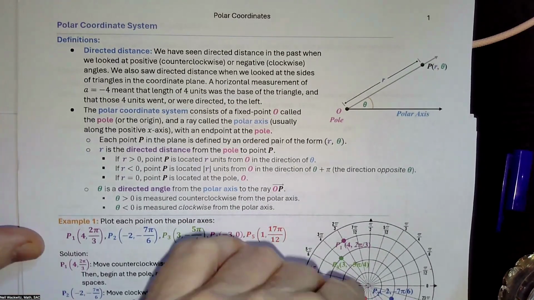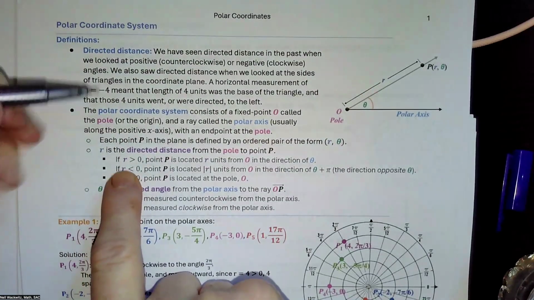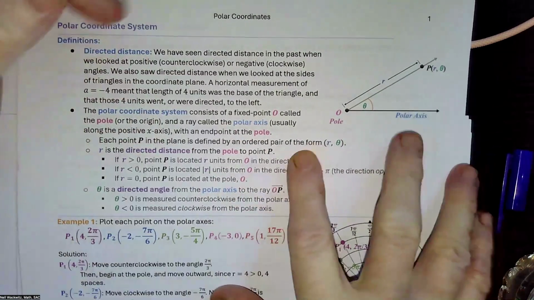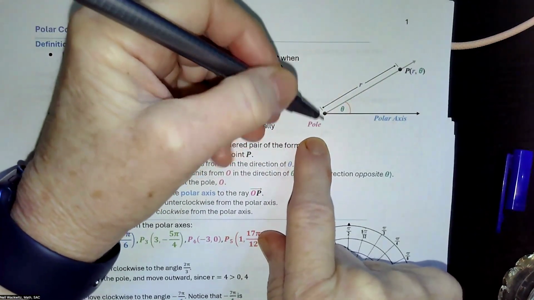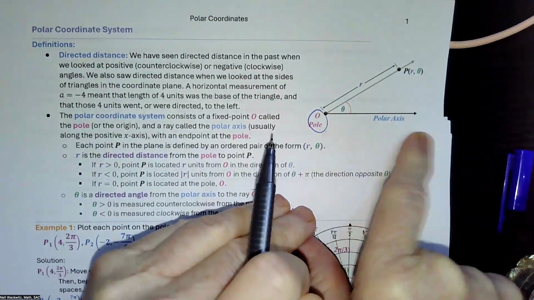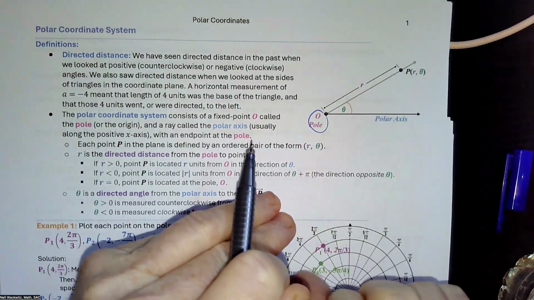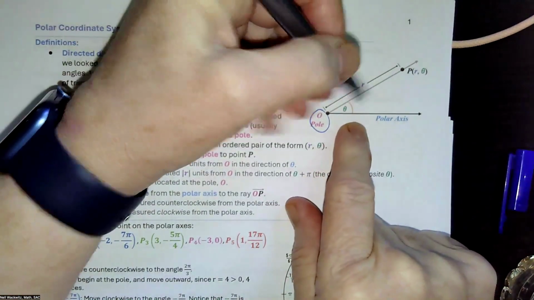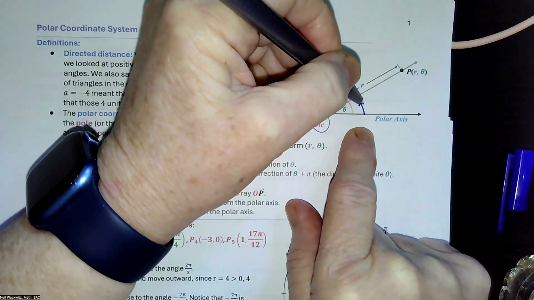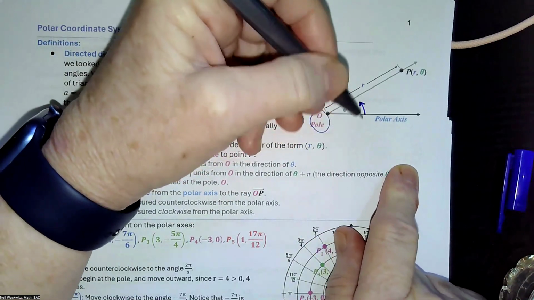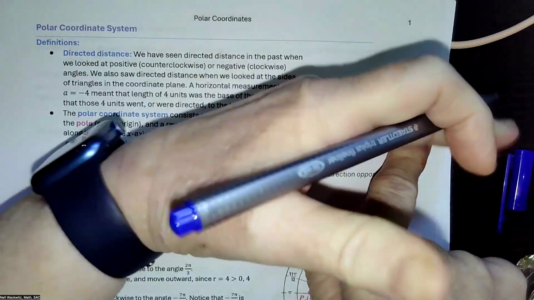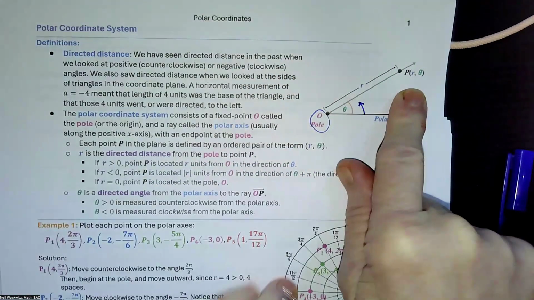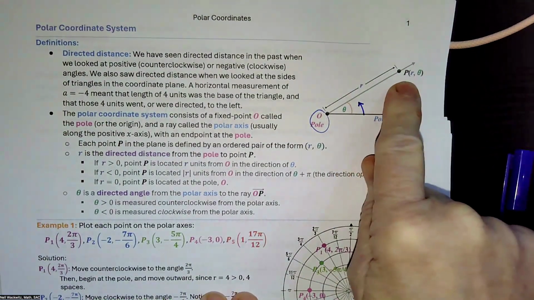So with polar coordinates, we again are going to be thinking about directed distance. So we're going to have first the parts of this system. A pole is what we call the origin. The polar axis lies along the positive x-axis, but you notice there's no negative x-axis and there's no y-axis. The angle theta goes counterclockwise if it's positive, clockwise if it's negative, and we always start at the polar axis. And then r is the distance from the pole to the point. So a point in polar coordinates is labeled r theta.